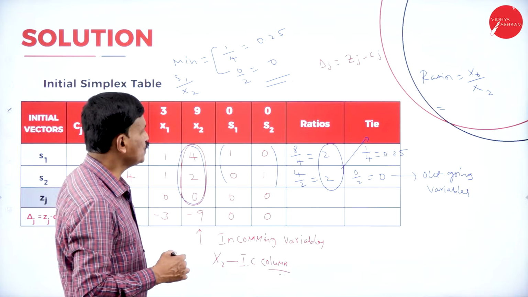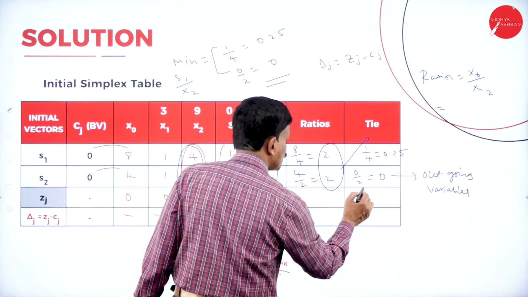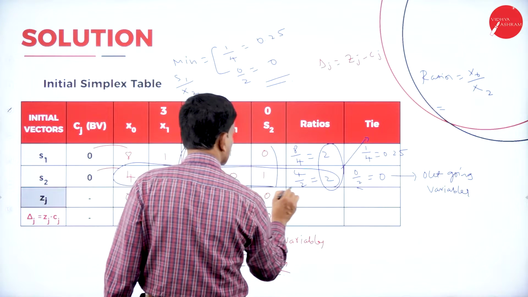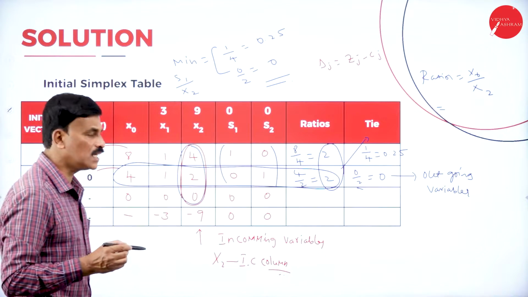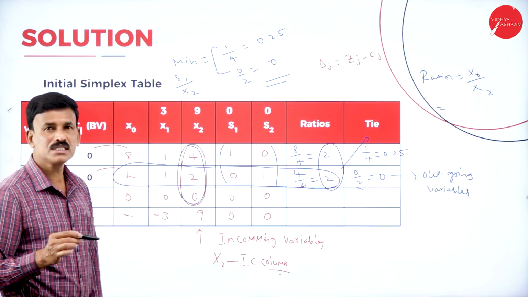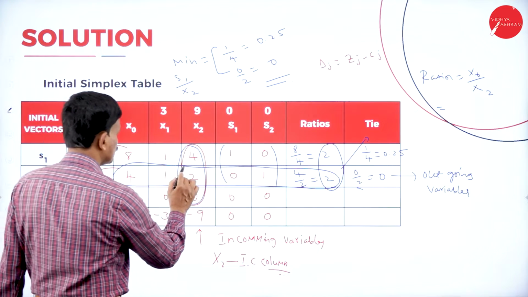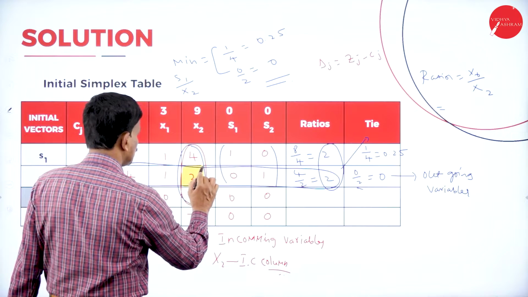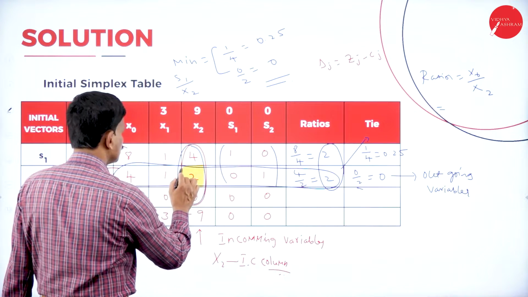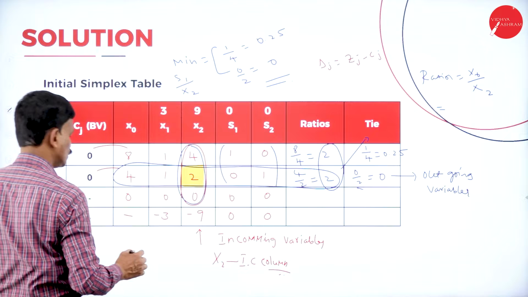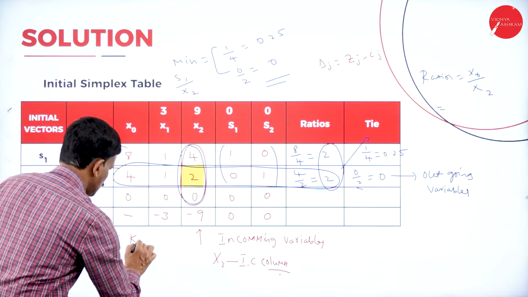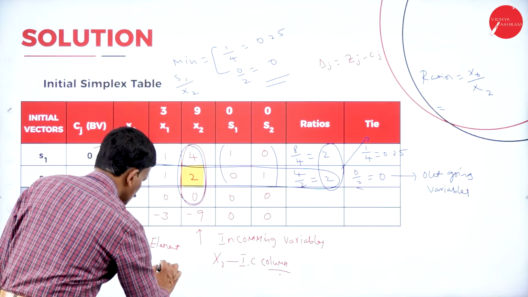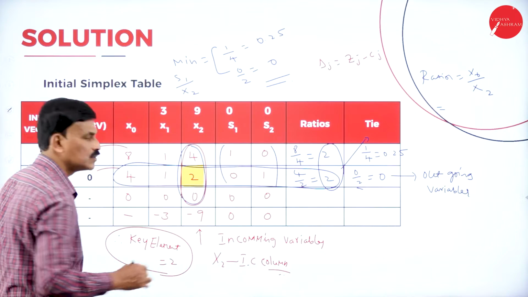Now find out the outgoing variable. This is the outgoing variable, and find out the key element. The key element is the intersection of these two. The key element is 2.